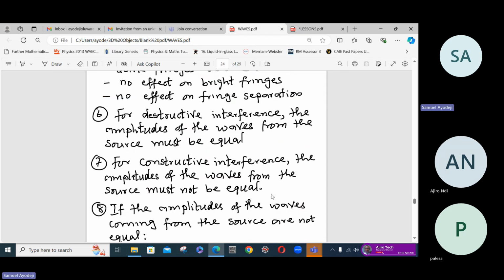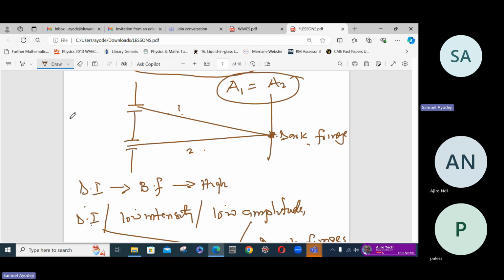But for constructive interference to occur, the amplitudes must not be equal. So either one must be greater, meaning that for constructive interference, the amplitude of wave 1 is not equal to the amplitude of wave 2.